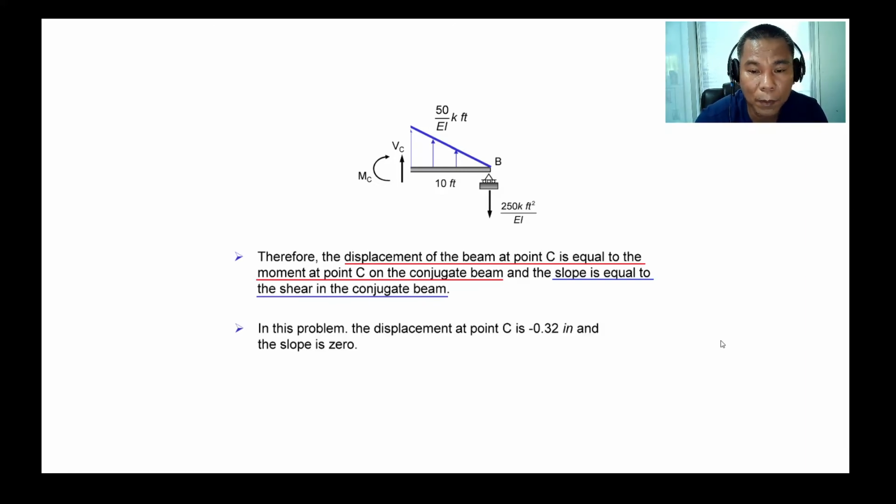So in this problem, the displacement at point C is equal to the moment at point C on the conjugate beam, that is negative 0.32 inches. And the slope at point C is equal to the shear in the conjugate beam, which is equal to 0. That's how we use the conjugate beam method. Actually, it's very, very intuitive. It's quite nice to use this method to compute for simpler beams and loading. That's all for the conjugate beam method, and thank you for listening.